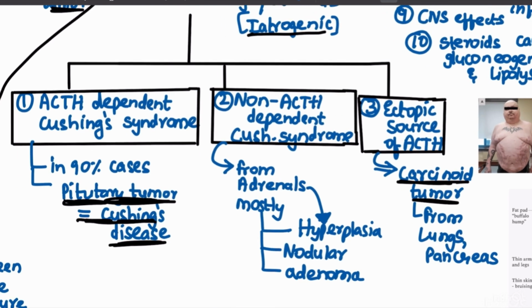Let's come to ACTH dependent Cushing syndrome. Seen in 90% of cases, and if there is a pituitary tumor, that means it is a Cushing disease, which is different from Cushing syndrome.